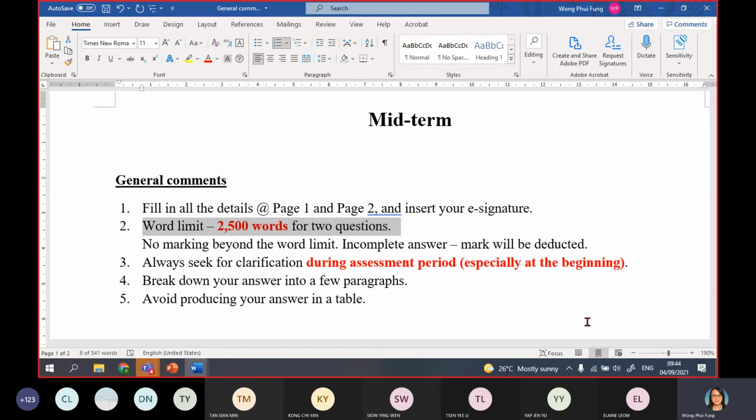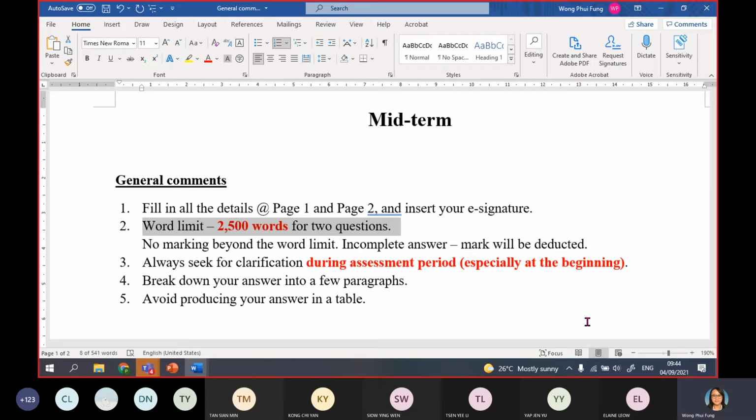If you exceed the word limit, think about your friend. Your friend wrote within the word limit, but you yourself wrote until 3,500. Do you think it's fair for other students? So for the midterm, I closed one eye and still marked your answer. But for the final assessment, there is no marking beyond the word limit. Let's say you write 3,000, I just read until 2,500. Then your question 2 will become an incomplete answer, because it starts halfway and is incomplete. Because of that, I have to deduct your marks.